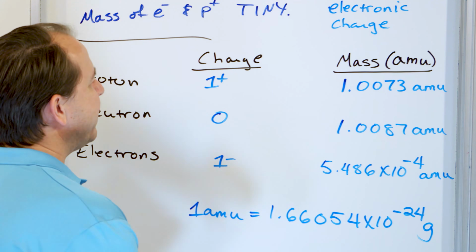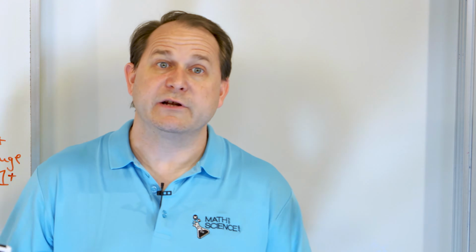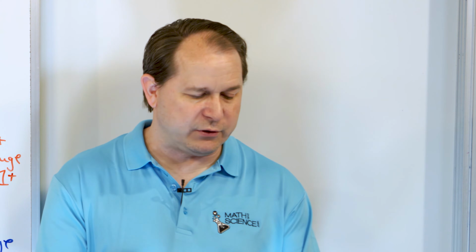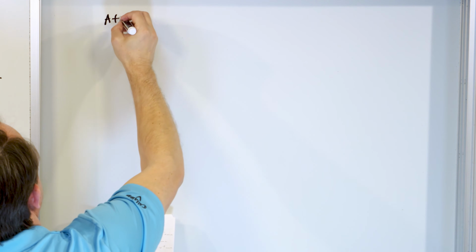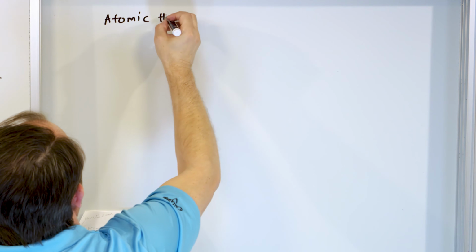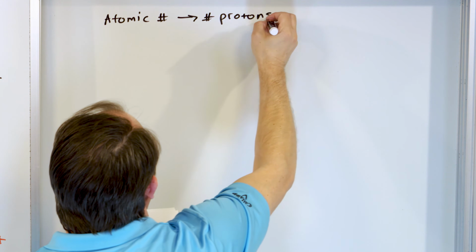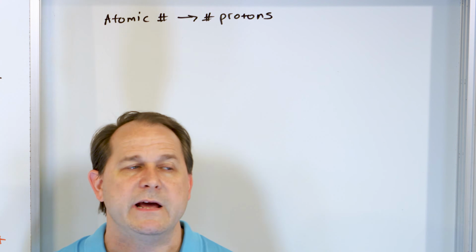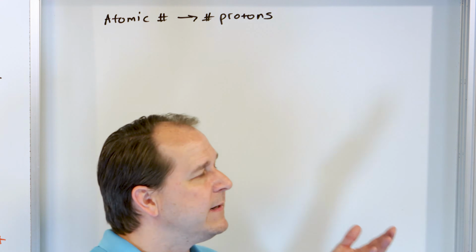Okay? Now what we have to do is talk about the atomic number, the mass number, and what an isotope is in chemistry. And then we're going to solve some problems to give you practice. All right, so the atomic number is just the number of protons that you have. So if I say I have an atomic number of 3, it just means I have 3 protons in the nucleus. If I tell you I have an atomic number of 10, I have 10 protons in the nucleus. That's all that this means.